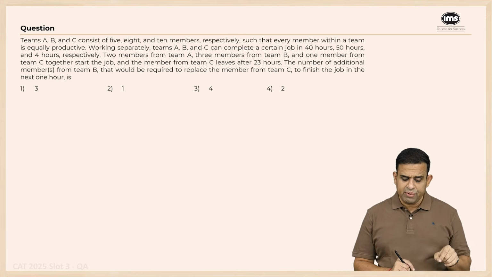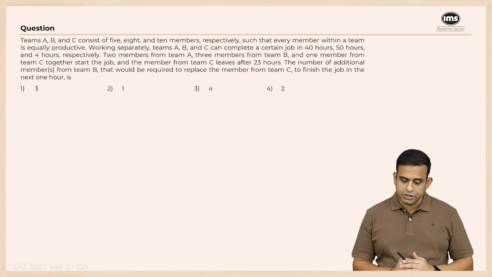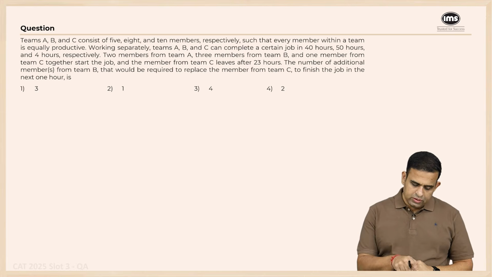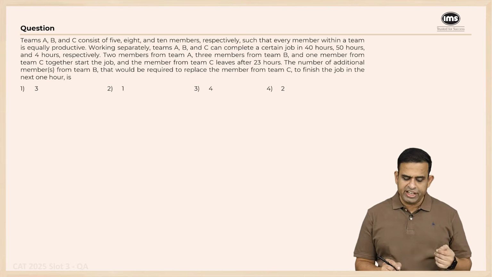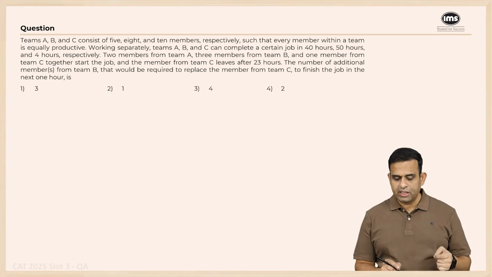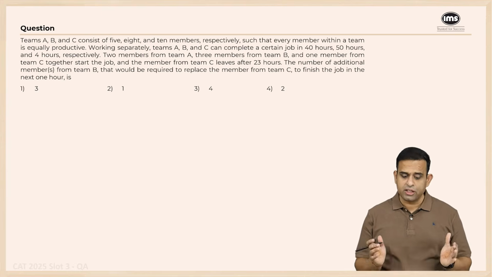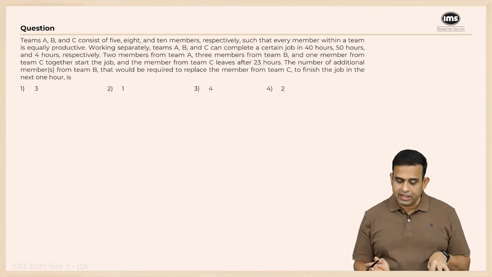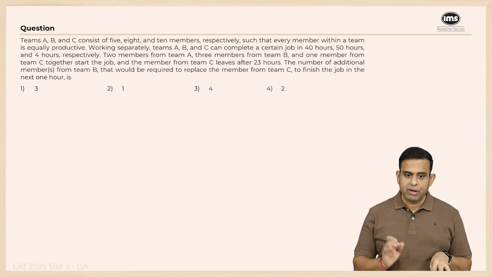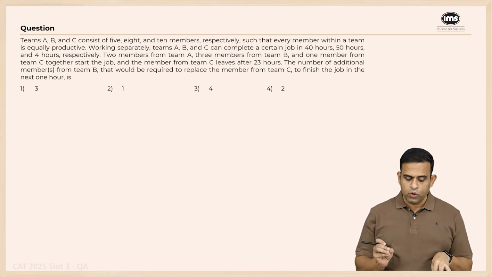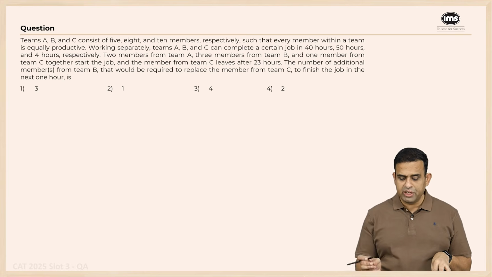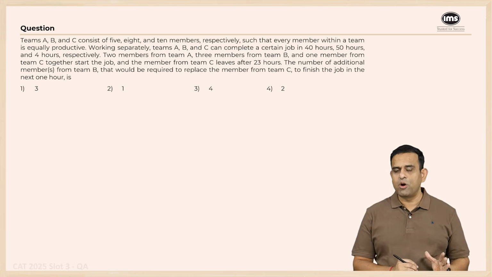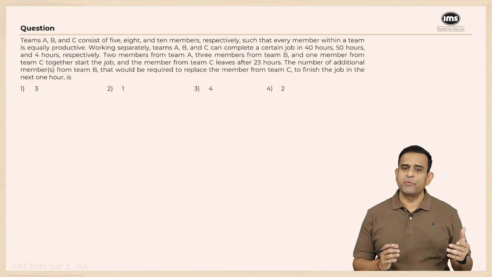They have the same efficiency within a group. Working separately, teams A, B and C can complete a certain job in 40 hours, 50 hours and 4 hours respectively. Then they say 2 members from team A, 3 members from team B and 1 member from team C together start the job, and the member from team C leaves after 23 hours. The number of additional members from team B that would be required to replace the member from team C to finish the job in the next 1 hour is how much? So again, a straightforward problem on time and work, and let's go in a very sequential manner.